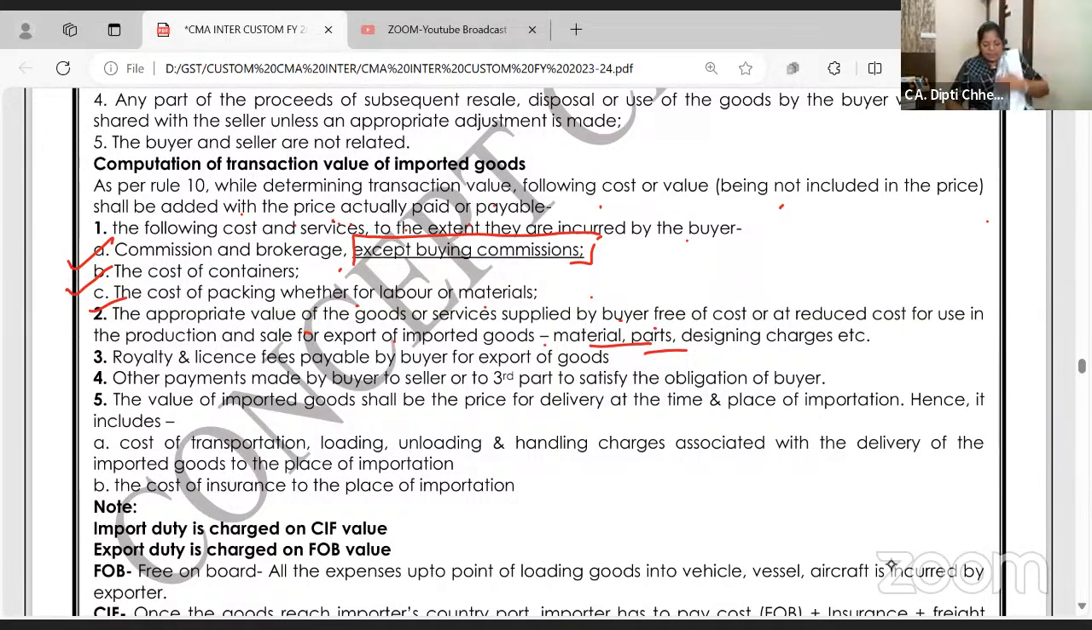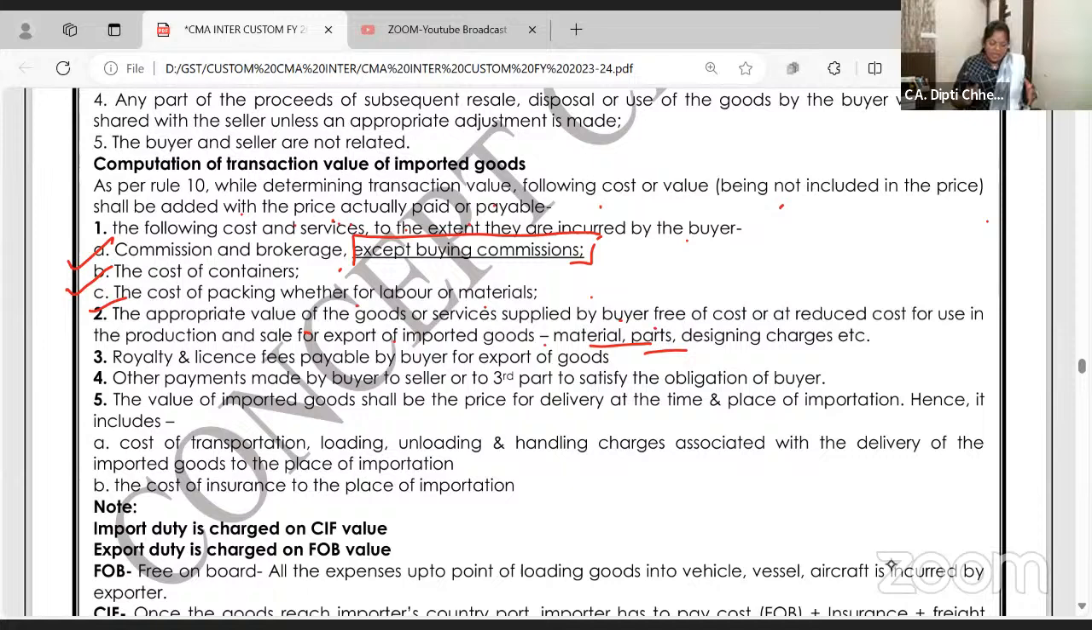Yes. Any expenditure incurred till the export, whether it is incurred in India or there, you have to take it. So material, part, designing charges, we will take all of these, okay?